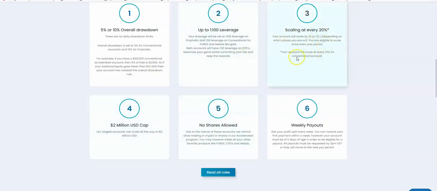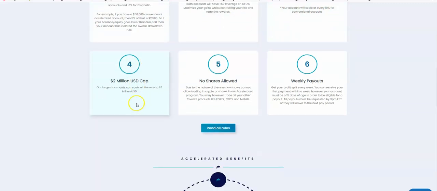Then the scaling. This is scaling now. Once you hit 10%, the account doubles. Then you can keep doubling the account and grow up to $2 million. That's what they're telling you. Then this one says no shares allowed. That means due to the nature of the account, we cannot allow trading in crypto or shares in our accelerated program.